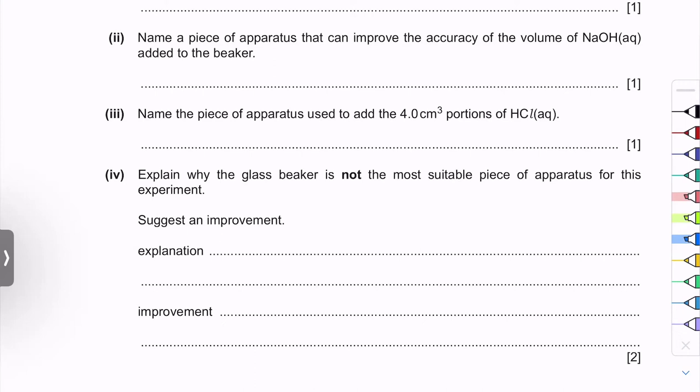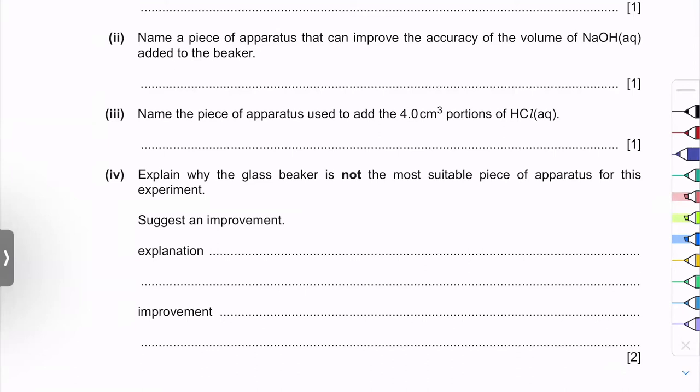सर, पिपेट की एक्यूरेसी 20 या 25 देती है। Exactly. Not 20, 25.0 exact, or 10.0, or 50.0, or 100.0. 20 वाला मैंने आज तक देखा नहीं. So maybe आपके स्कूल में बहुत कोई advanced lab है. I don't know. Name that piece of equipment used to add 4 cm cube, the burette.